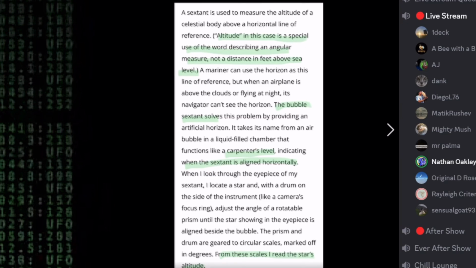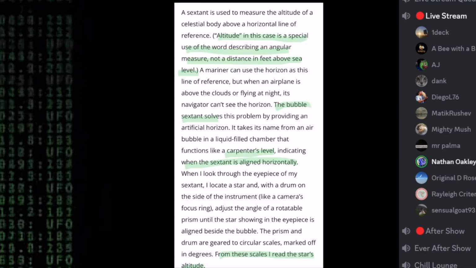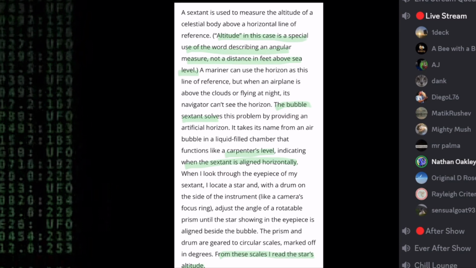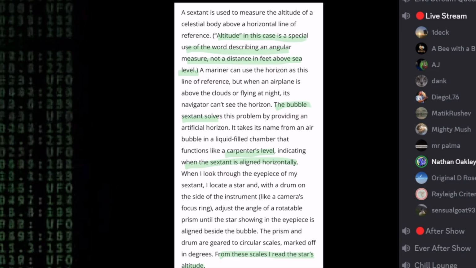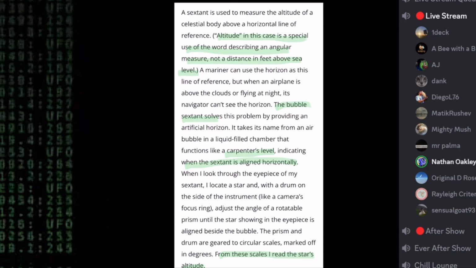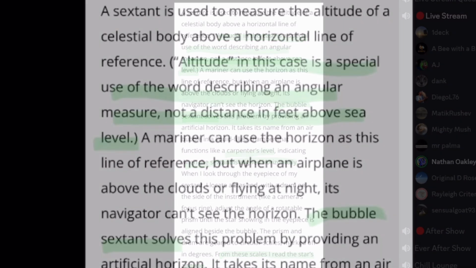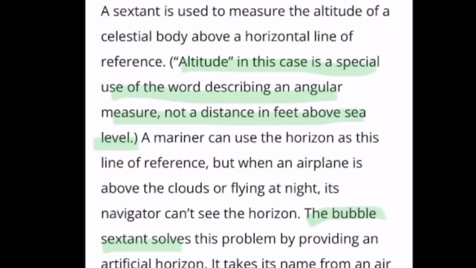From the Smithsonian Magazine. You want to read it out? Go ahead. A sextant is used to measure the altitude of a celestial body above a horizontal line of reference. Altitude, in this case, is a special use of the word describing an angular measure, not distance in feet above sea level.